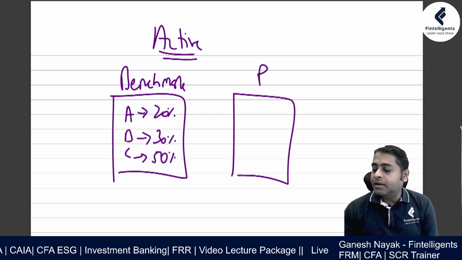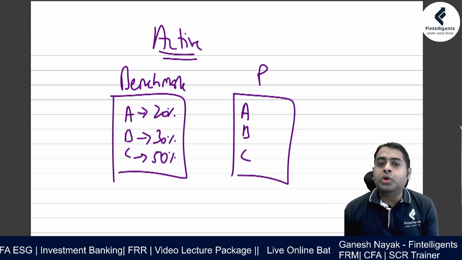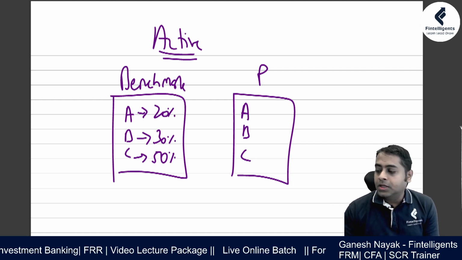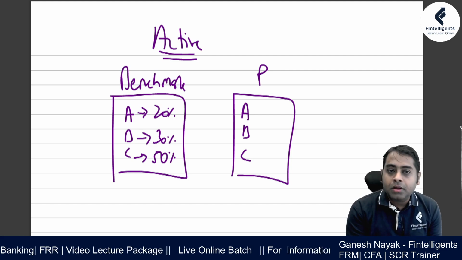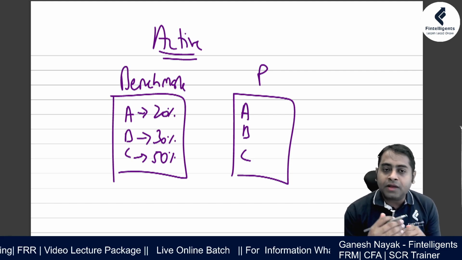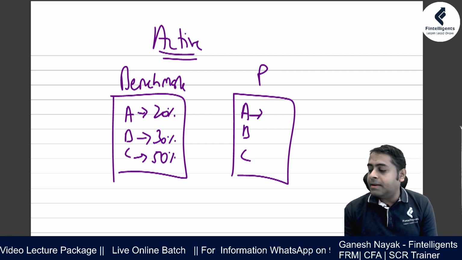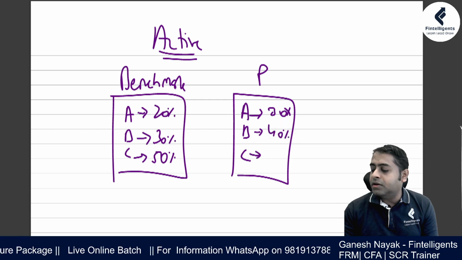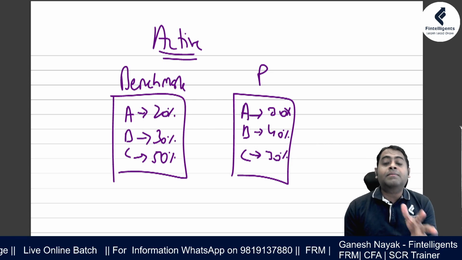I am thinking that this asset A is actually going to grow, so let me put more weightage into asset A. I'm changing the weightage because I want to beat the benchmark. I just do not want to follow the benchmark. I want to generate a better return than the benchmark. So suppose I might be investing 30% over here, 40% over here, and 30% over here. This is one example of actively managing a portfolio.